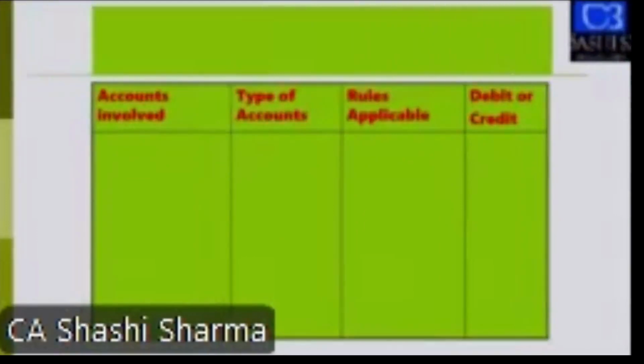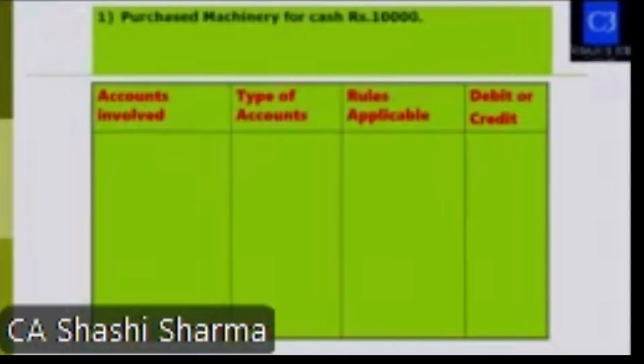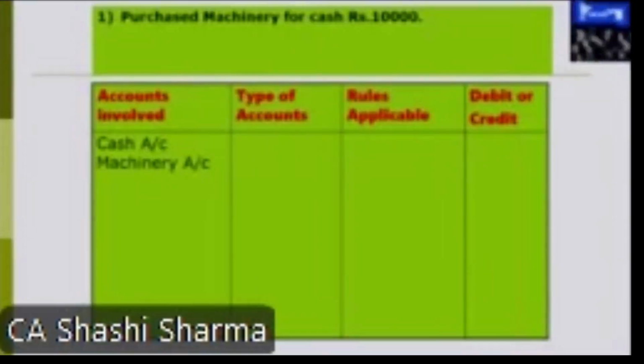In the first transaction, machinery was being purchased for cash. The two accounts involved will be the same as previously, cash account and machinery account. Now you will categorize these two accounts under any of the five categories. Cash will come under the asset category. It is an asset for the business. Machinery is also an asset for the business. And just see which asset is increasing in the business and which is getting decreased.